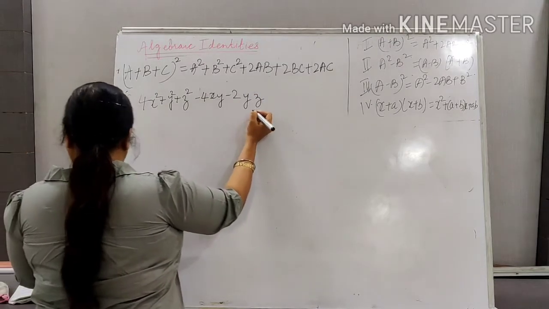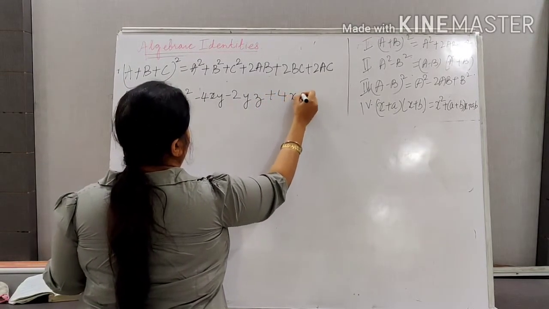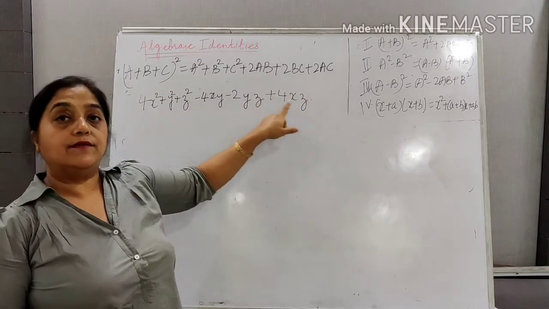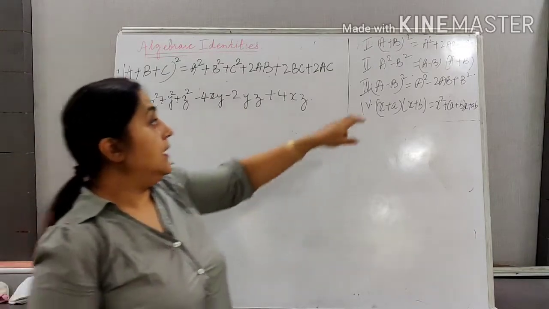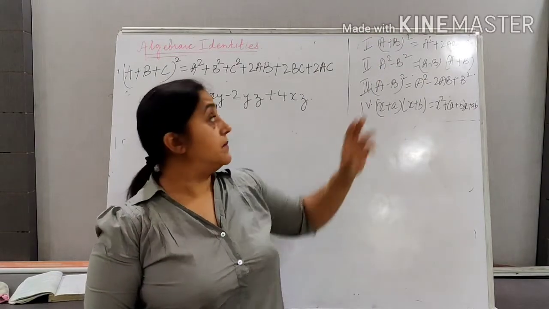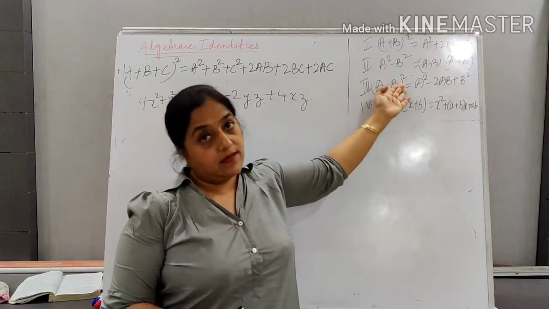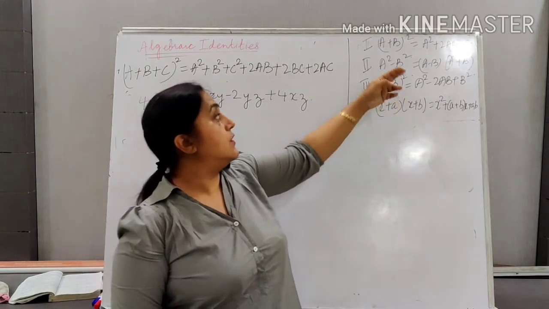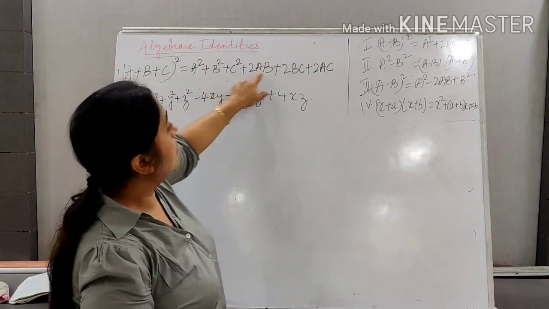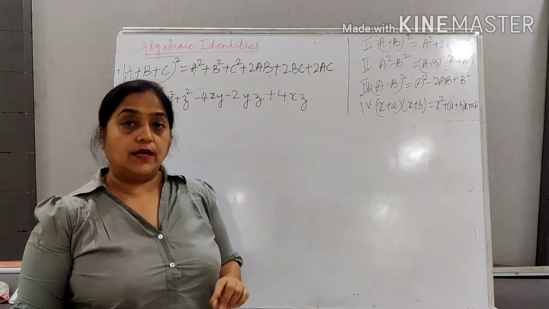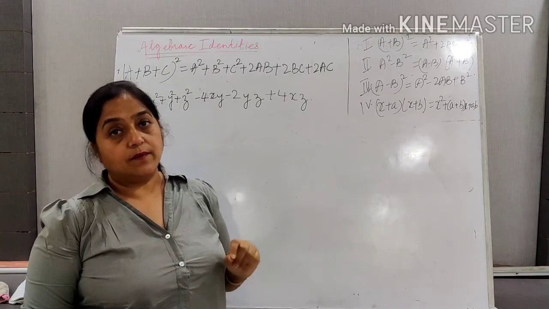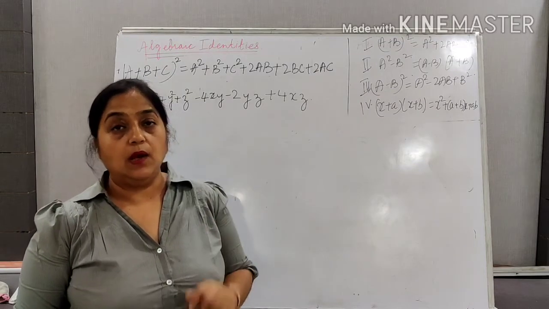plus 4xz. Now, how many terms are there? 1, 2, 3, 4, 5, 6. I told you people, whenever it is the factorization of three terms, it must be a plus b whole square or a minus b whole square. When it is the factorization of two terms, it must be a plus b, a minus b. And when it is the factorization of six terms, for sure, and they contain the square terms, that means we are going to make the formula a plus b plus c whole square.